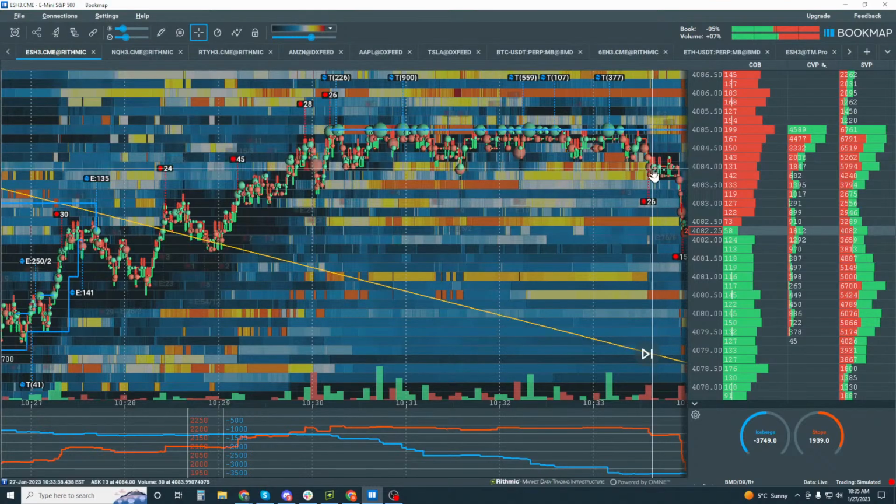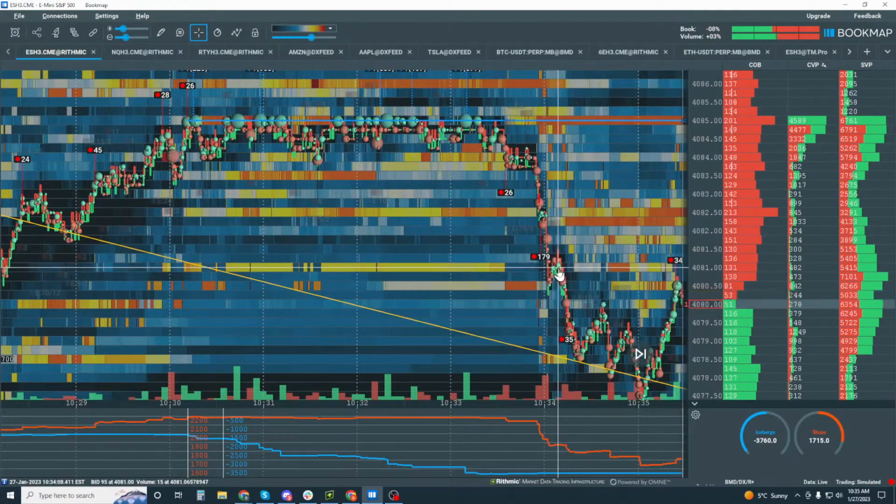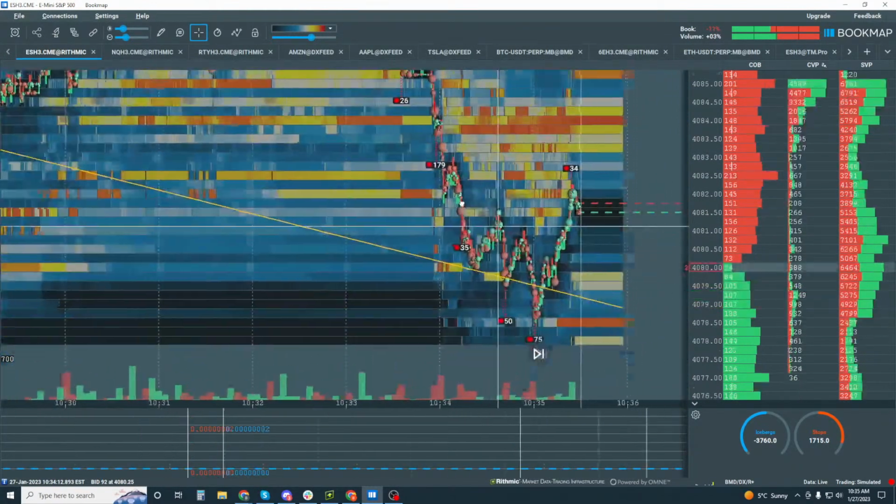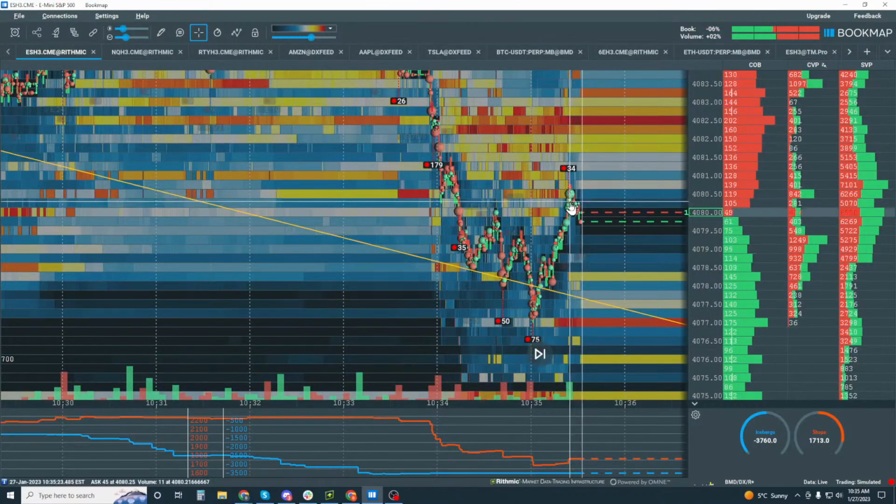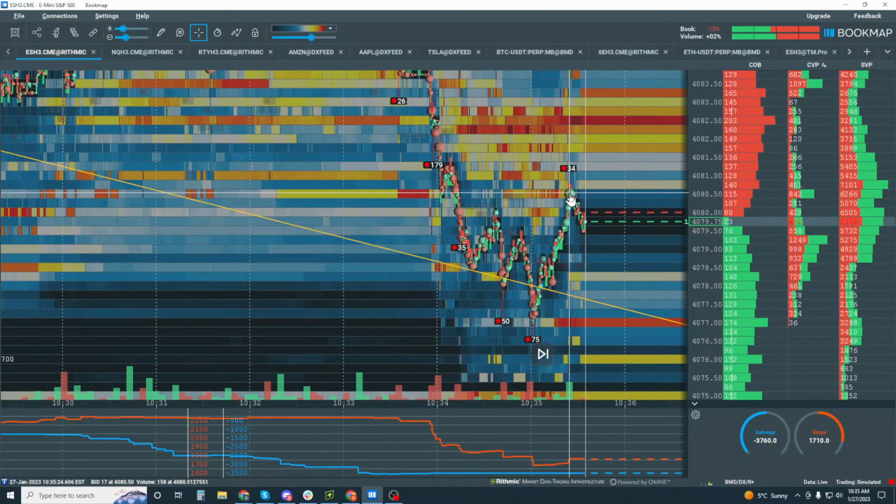When we see sellers on the other side of this range, they'll drive it back down into the mean, or drive it back down and retest some of these areas here. So did we get our test into 80 and a half? Well, we got that and then some. In fact, 80 and a half has already come back and retested it right here.